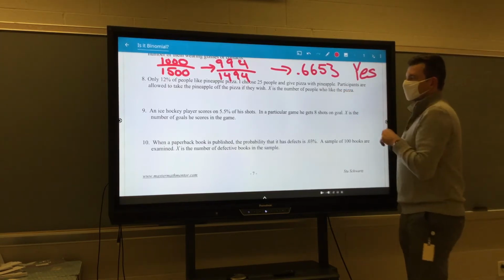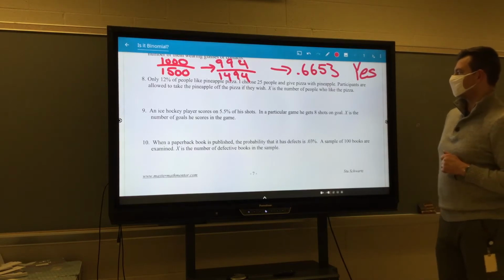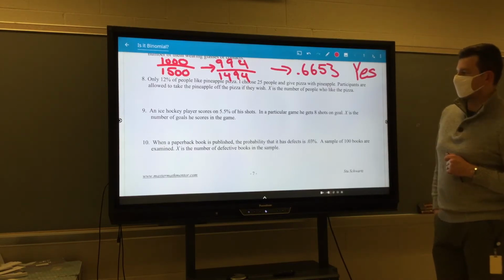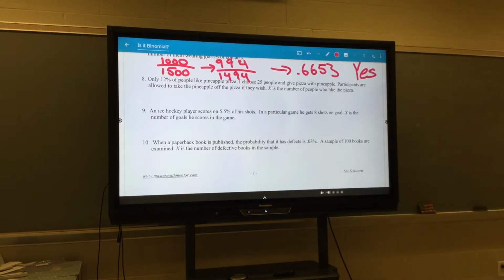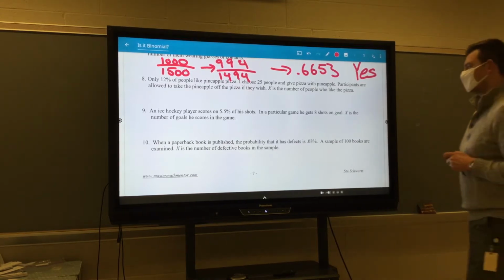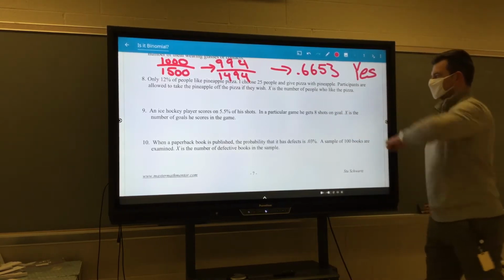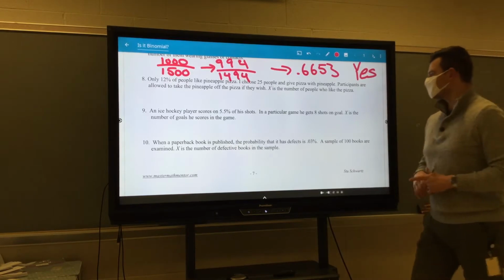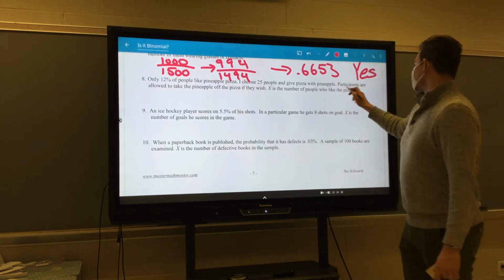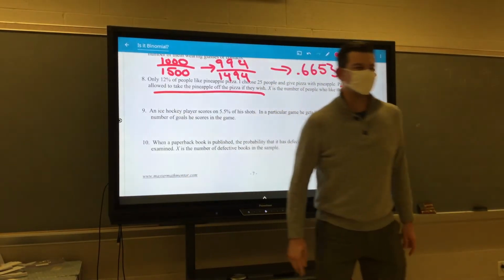I choose 25 people and give pizza with pineapple. Participants are allowed to take the pineapple off of the pizza if they wish. Oh, I don't like that. X is the number of people who like the pizza. I don't like that sentence right there, that they can take the pineapple off.